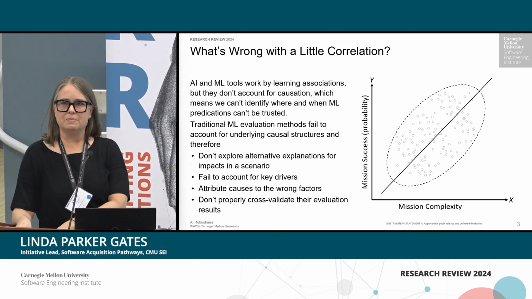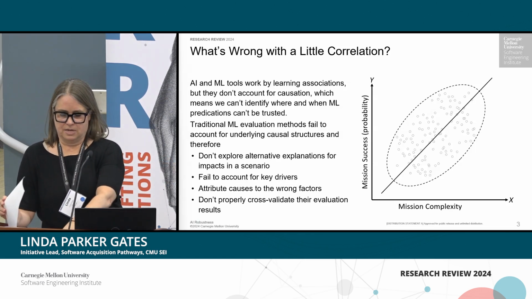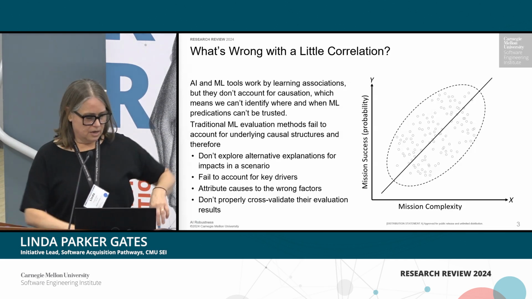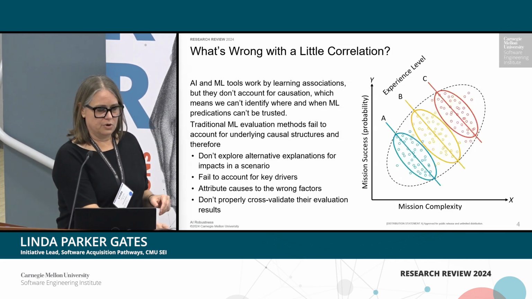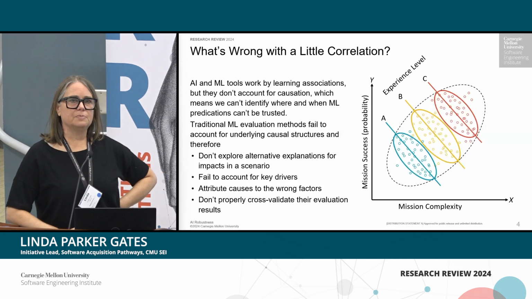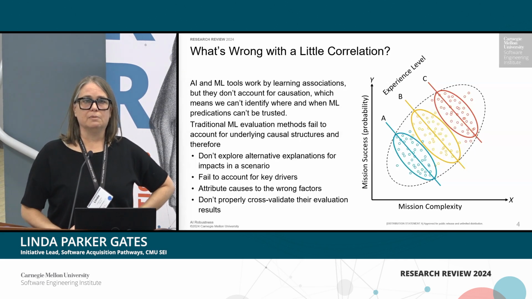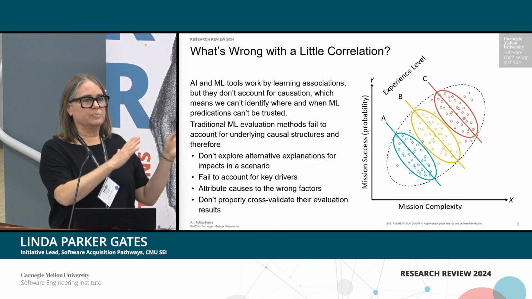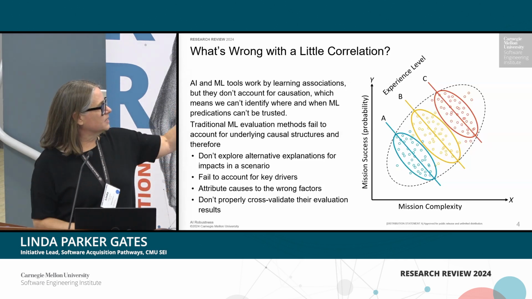I'm not sure that would be my guess, but you might want to look closer at that. It turns out that if you add a third variable about experience level of the people executing the mission, the data flips, and your correlation becomes exactly the opposite.